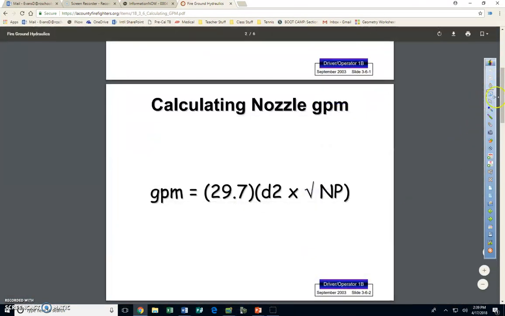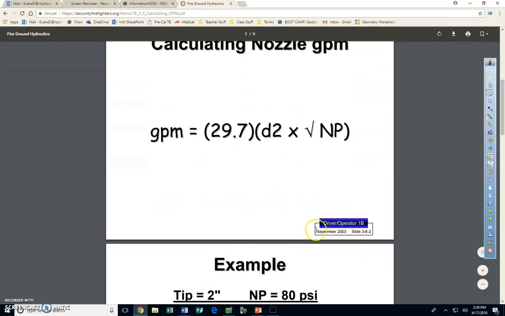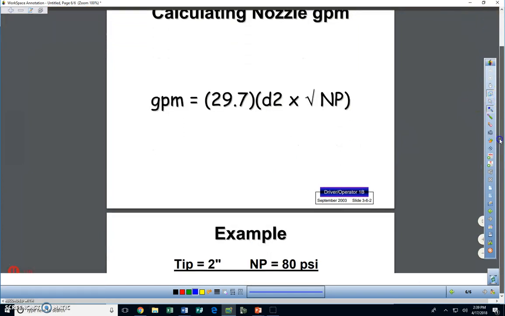So an example would be something like this. Let's say that they give me the hose tip, let me try to scroll down again. So here's an example. They tell me that the hose tip is 2 inches. That is the diameter of the end of the hose, which is D. And then NP is the pressure coming out of the nozzle, and that's saying that there's 80 pounds per square inch coming out of the nozzle. So this is the nozzle pressure NP.